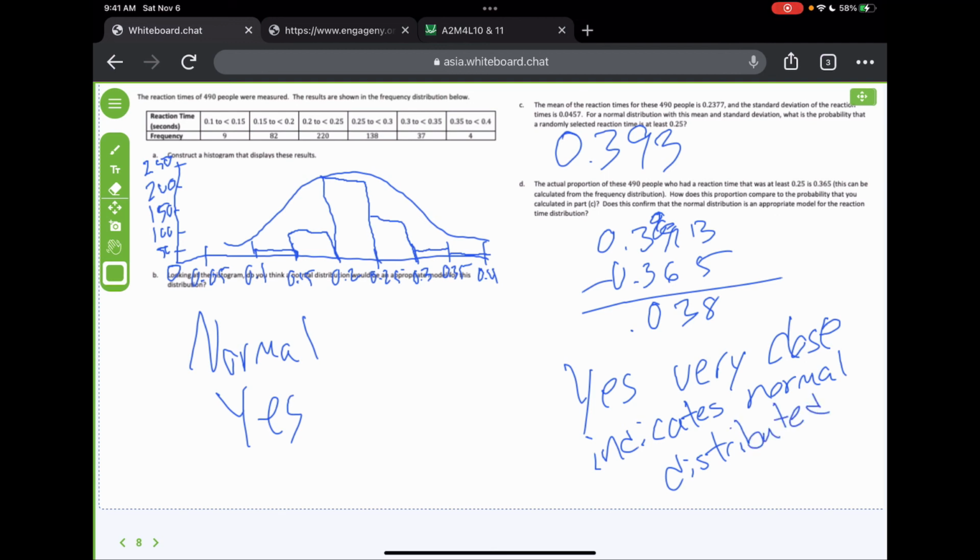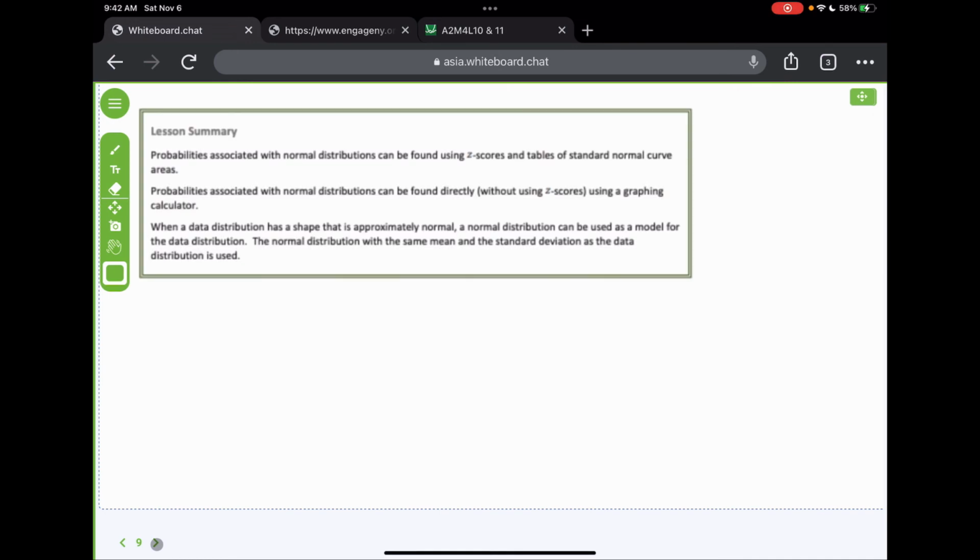Okay. So there that is. Let me see if I have the lesson summary here. I do. It says the probabilities associated with normal distribution can be found using z-scores and tables of standard normal curve areas. Probabilities associated with normal distributions can be found directly without using z-scores using a graphing calculator. When a data distribution has a shape that is approximately normal, a normal distribution can be used as a model for the data distribution. The normal distribution with the same mean and standard deviation as the data distribution is used.